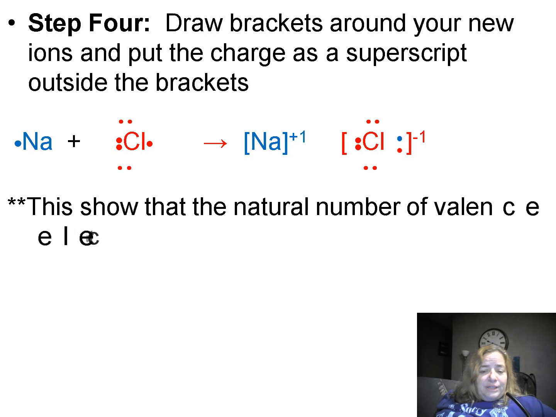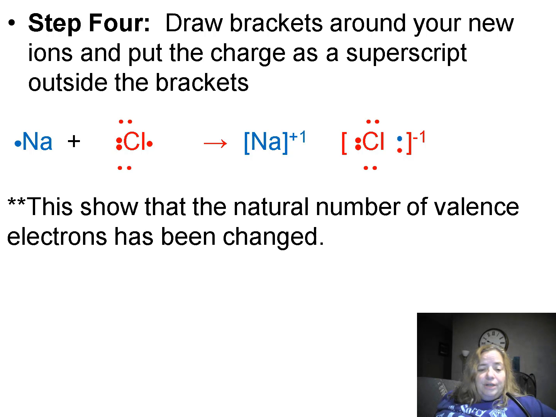So basically what we're showing here is we've changed the number of valence electrons around this substance, and that's what the brackets say. And then the charge tells them basically how many and what we did with them, either add or subtract them.